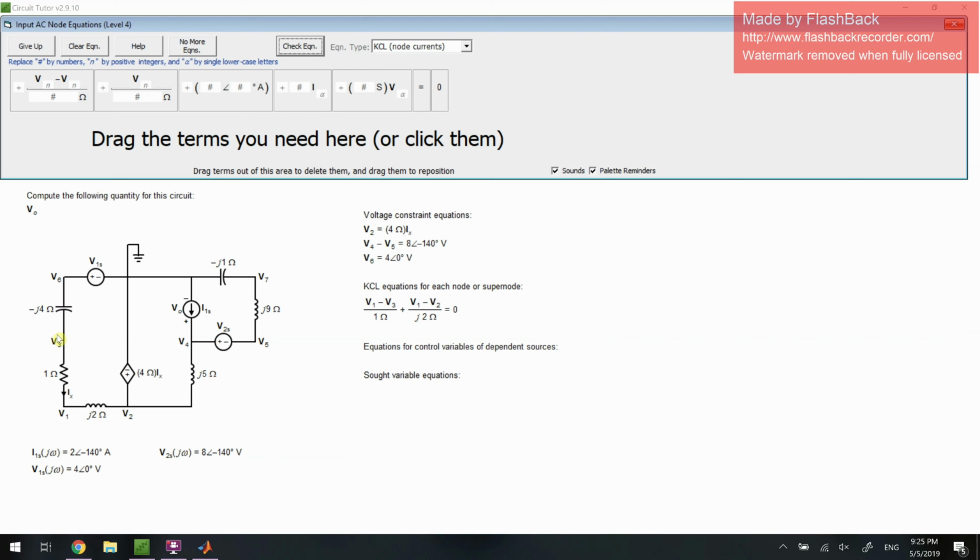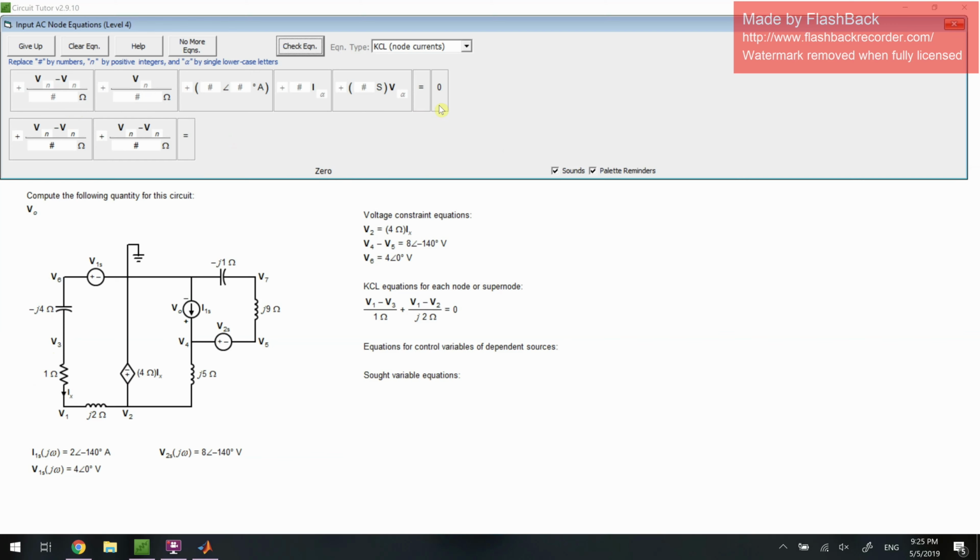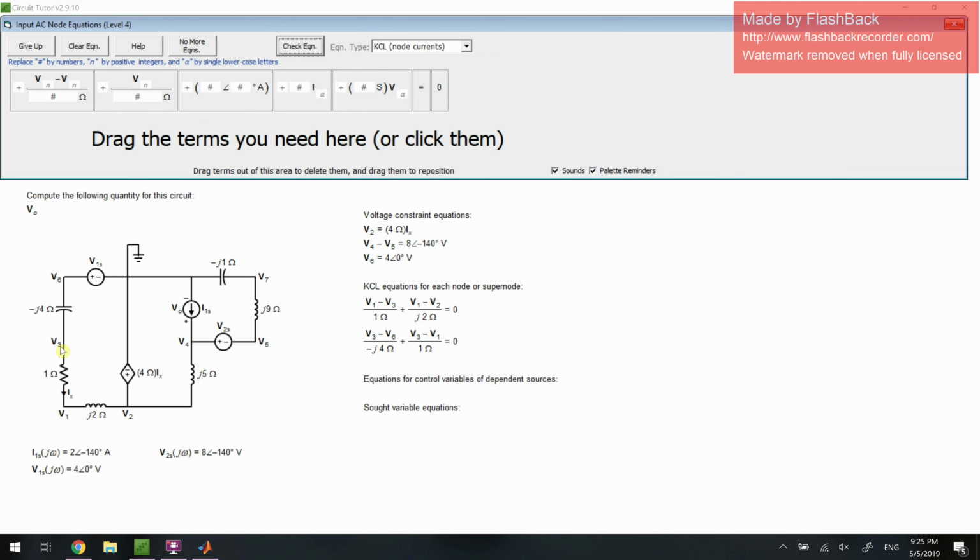So moving on to node 3, we can see same situation as node 1. Two voltage drops over two impedances is equal to 0. And we can again assume that node 3 is positive because it's the one we're analyzing. This is because we're assuming that current is moving out. And we input both of these values, check the equation, it checks out. Great.